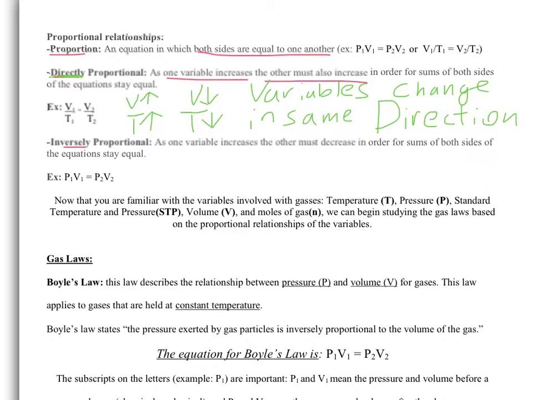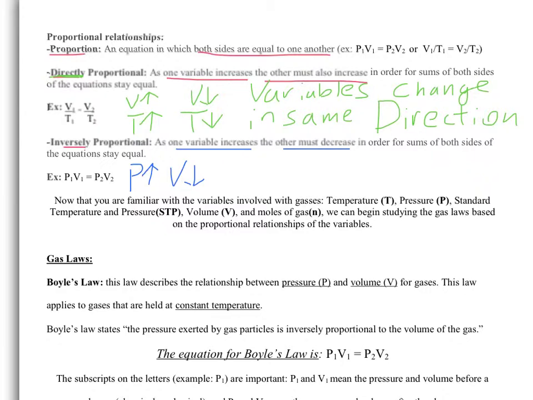For inversely proportional, as one increases, the other must decrease, right? Because we're trying to keep both sides equal. So P1 V1 equals P2 V2. This is one of the equations we'll be using that is inversely proportional. Notice how the two different variables are being multiplied by one another. That's how we know it's inverse. So as P goes up, V goes down, right?